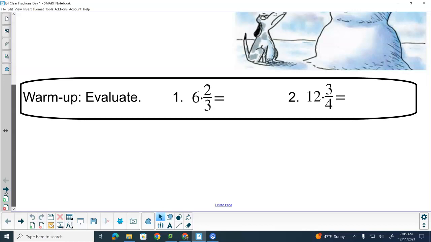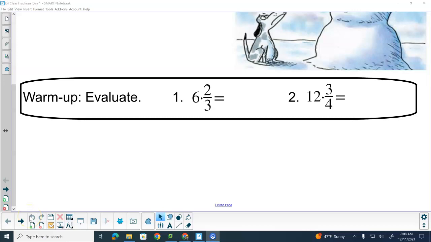Please do them. We didn't even put a warm-up spot on there. Looks like we can do it way up at the top. Way up where it says E4, clearing fractions, day 1, and then there's a blank. You can do one of them on that side, and then you can do the other one on the other side of the notes part. Okay? So up top on E4's notes.